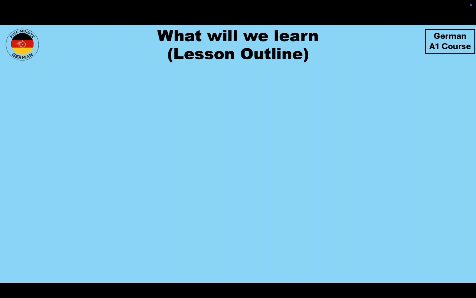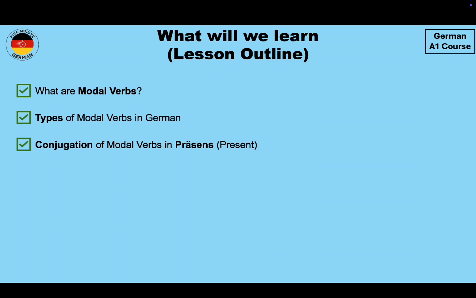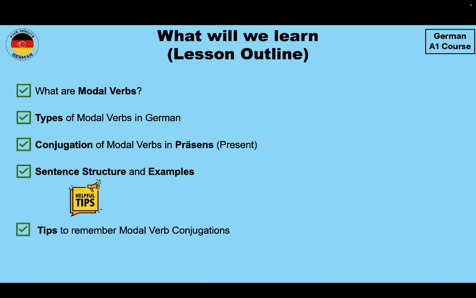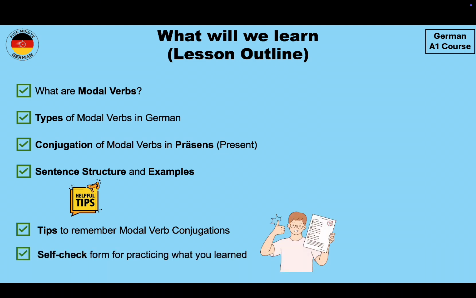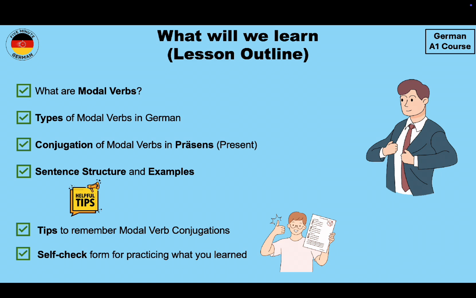So we will start by first of all understanding what are modal verbs. Then we will take a look at the different types of modal verbs in German. Then we will see the conjugation of these modal verbs in the present tense. And along with it, we will see the sentence structure. And I will also give you example sentences which use modal verbs. Then in the helpful tips section, I will give you some tips to remember the conjugations for modal verbs, and at the end I will give you a self-check form for practicing what you have learned. So are you ready to learn about modal verbs? I know you are. So let's learn them.